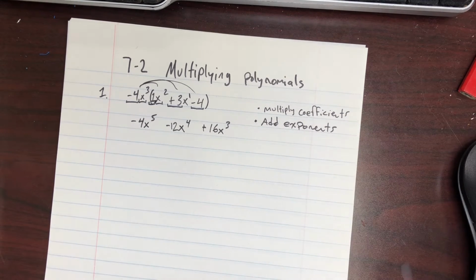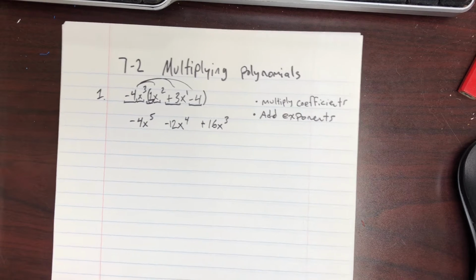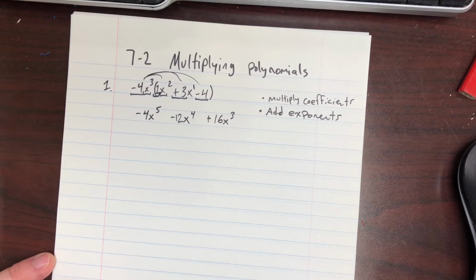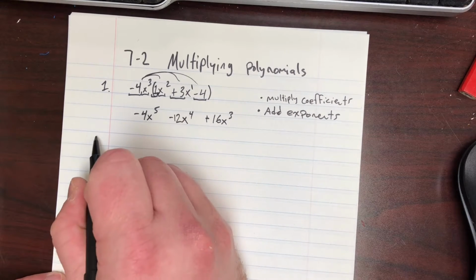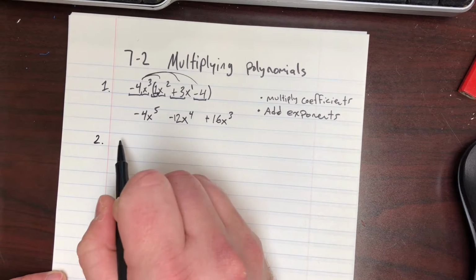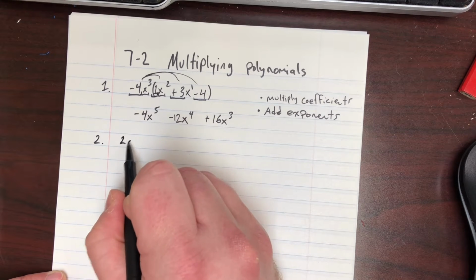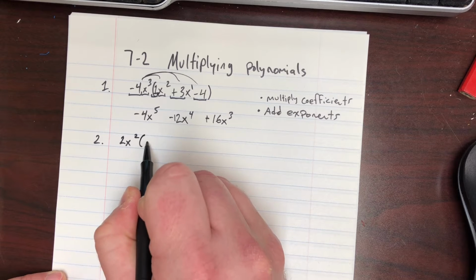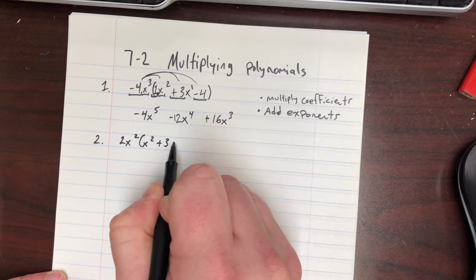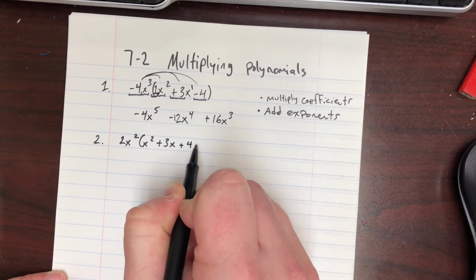So we use the distributive property, and then we multiply coefficients and we add exponents. That's not the entire lesson, but that's a really, really good chunk of it. So here's our second example. This time, we've got a 2x squared outside of x squared plus 3x plus 4.